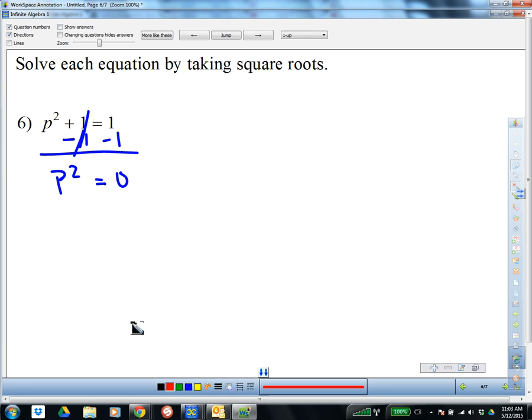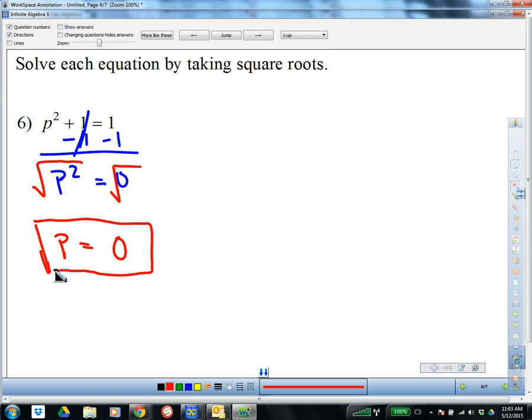We do the same thing as the last one where we take the square root, and the square root of this turns into p equals. And what is the square root of 0? Just 0. So our answer on this one is only one answer. We don't have to put plus or minus on it. It's just 0.